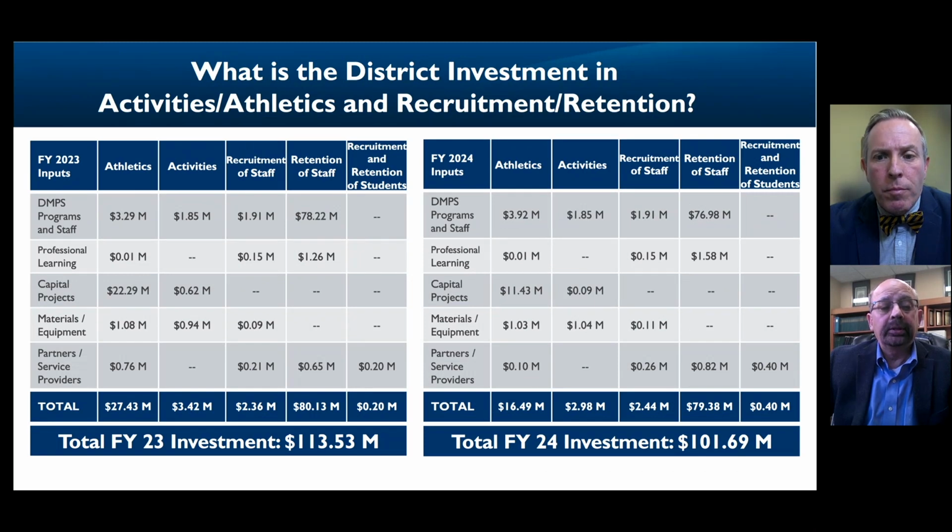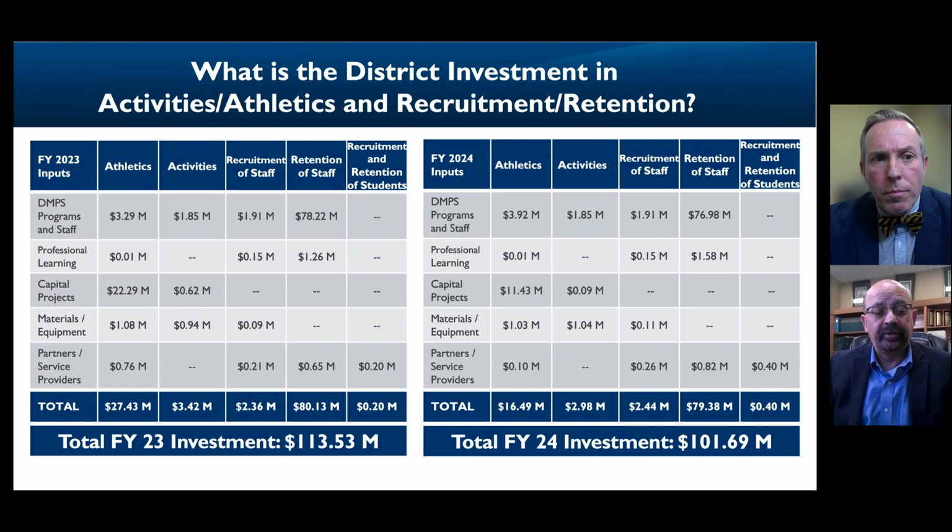This slide shows how much we're investing in activities and athletics, as well as on recruitment and retention. As we know, these are two clear things that the district needs to invest in, and the dollars speak for themselves. Under athletics and activities, we're spending almost $31 million in 23, which is approximately the same amount in 24. But on recruitment and retention of staff, we are increasing significantly.